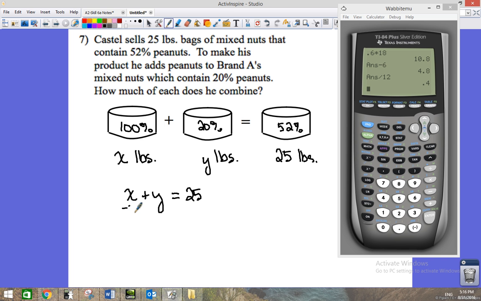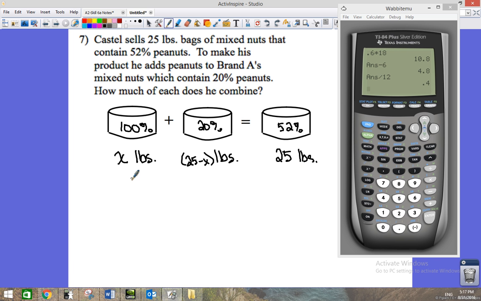Well, let's subtract X from each side, and we have that Y is the same thing as 25 minus X. Everywhere you see Y, you can come in and replace it with 25 minus X. So now, when you add these together, the positive X and negative X cancel each other out, and you have a total weight of 25 pounds.